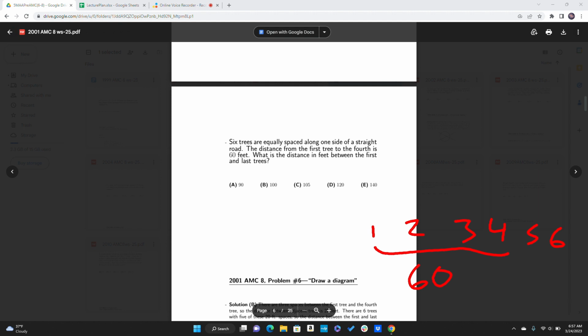So how much space is between each tree? So from 1 to 2, how much distance is that? Well, we know between 3 trees, right? 1 to 2, 2 to 3, 3 to 4, that's 3 distances.